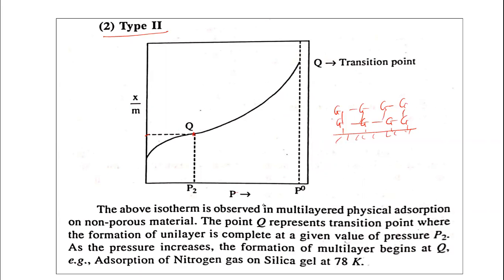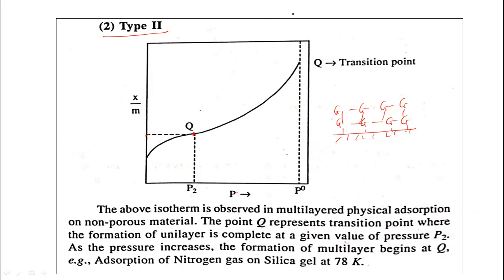First of all, there is a formation of the unilayer, the monolayer. Again, if we increase the pressure, the amount of the gas adsorbed per unit mass of the adsorbent goes on increasing. So this graph shows increasing amount. Okay, it is going to be increasing here. Okay, so Q is the transition point here, and the BET adsorption isotherm belongs to this. So this is about the various types of adsorption isotherm.